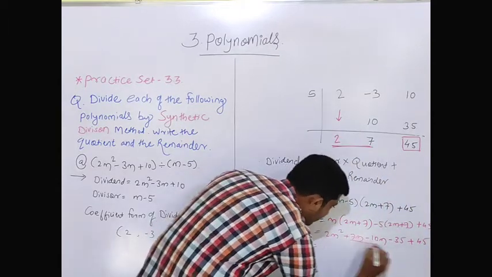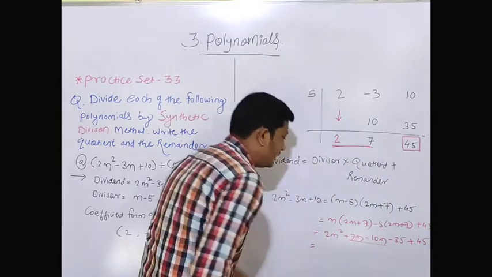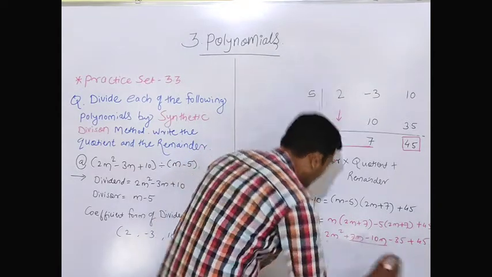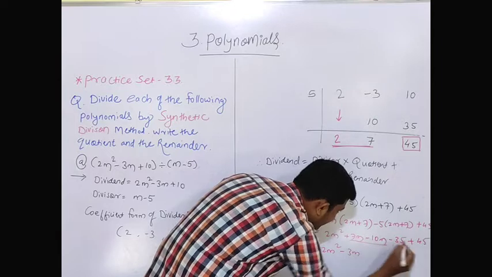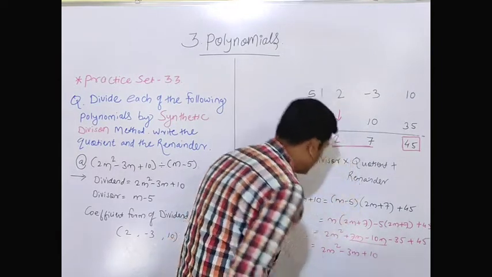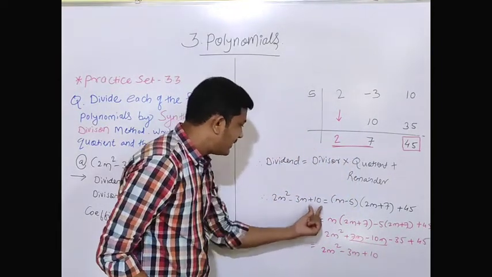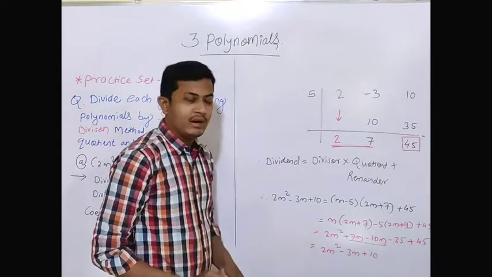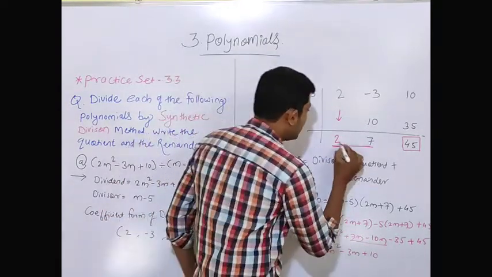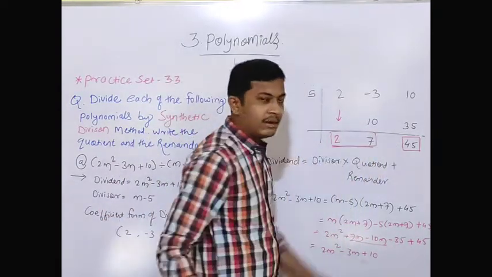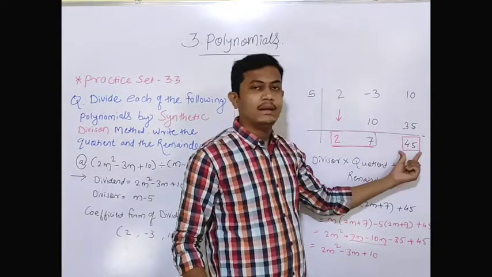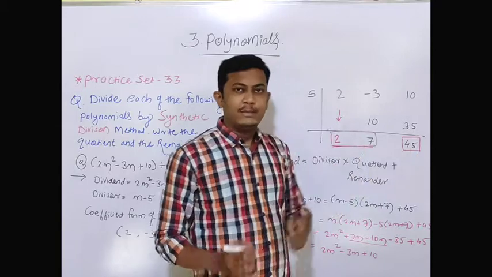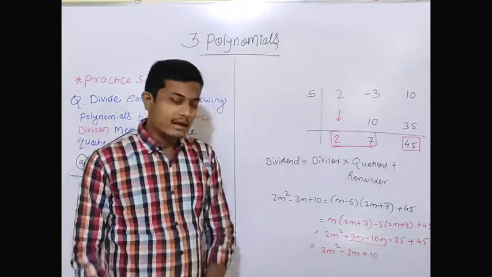So here 7m minus 10m is minus 3m. That is 2m square minus 3m plus 10. In this way it is verified. So the quotient is this term and the remainder is simply 45. Whatever comes in the last, that is the remainder. One more example we will see, then it will get clear.